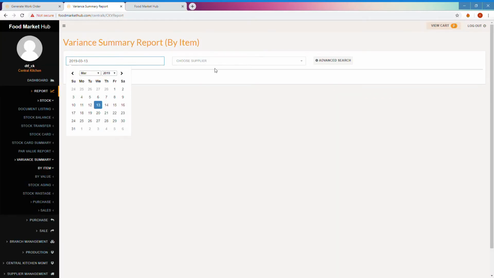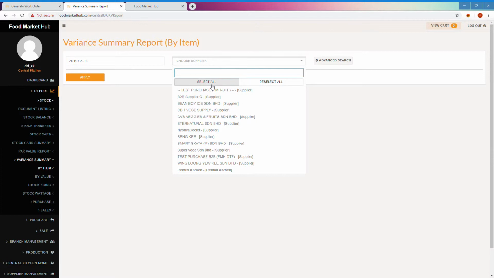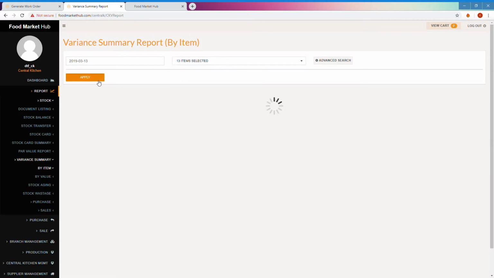The variance summary report allows central kitchen to view the summary of stock variance by item or value between the previous stock count and current stock count.